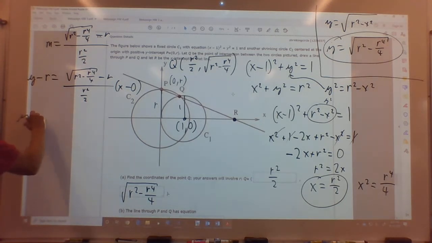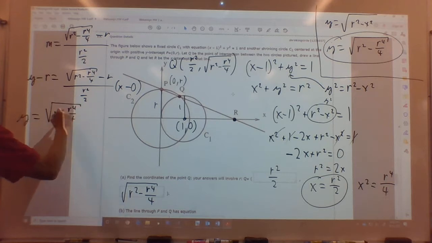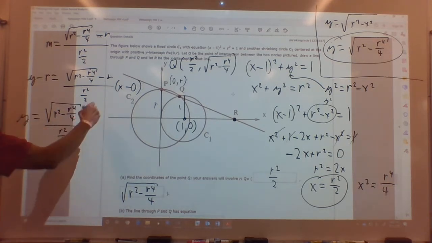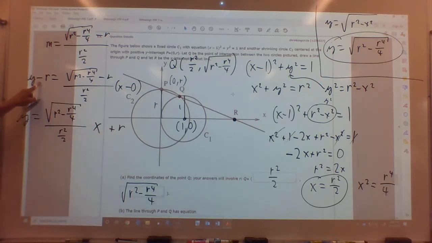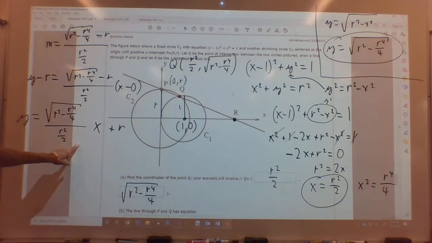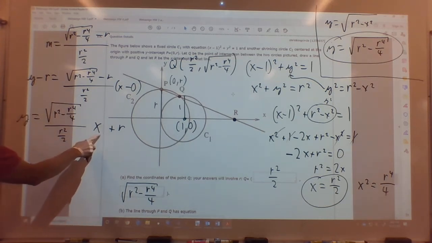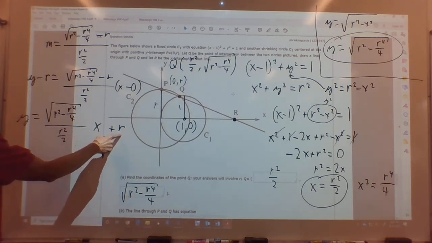So finally we have y is equal to all this stuff, square root of r squared minus r to the 4th over 4, divided by r squared over 2, times x, and then plus r, right? This minus r over here becomes a plus r on the other side. That's the equation for the line. That's part B. They put the x for you, I think. So all you gotta do is plug this in and then put plus r.